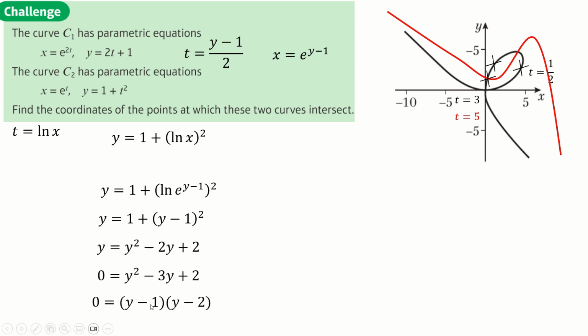And so when y is 1, x is equal to e to the 0, which is also 1. And when y is 2, you get x is equal to e to the 1, which is just e. And you end up with these two intersections.